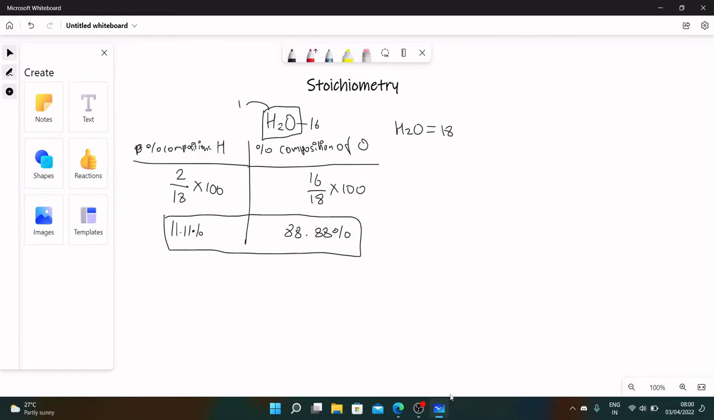Let's solve more questions like this for practice. Find the percentage of carbon. I'll write down the question. Find the percentage of carbon in C6H12O6.